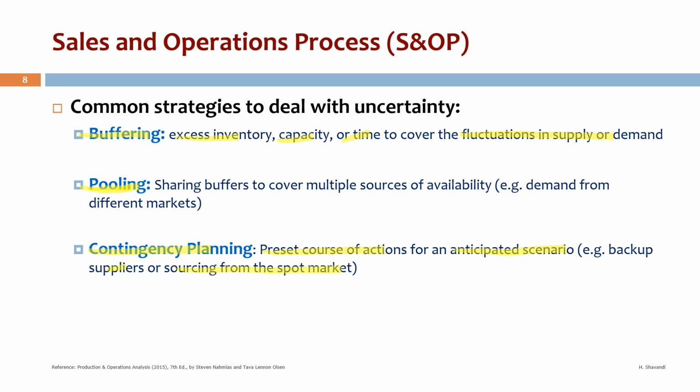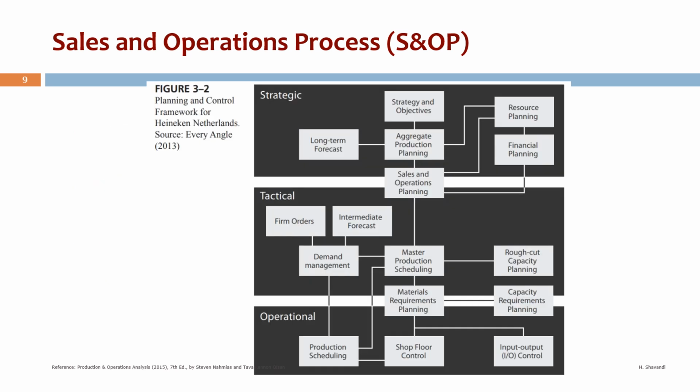Okay. So this is the chart of the planning and control framework for Heineken in the Netherlands. As you see here, the aggregate production planning and sales and operations planning are right here. They are covering the strategic part and also the tactical part of the planning. The sales and operations plan is somehow a bridge between the strategic part and the tactical part in order to translate the strategies into the daily operations.